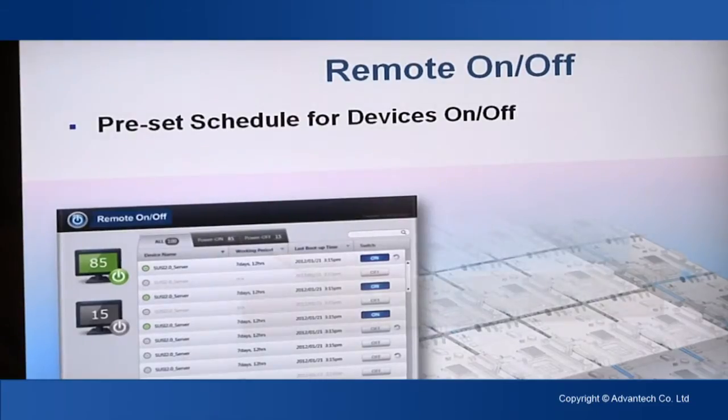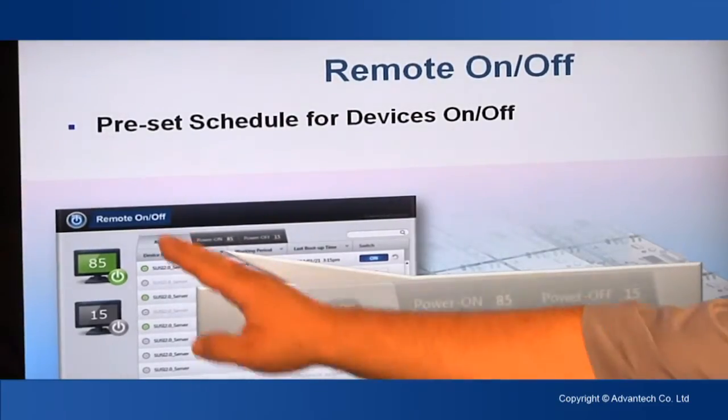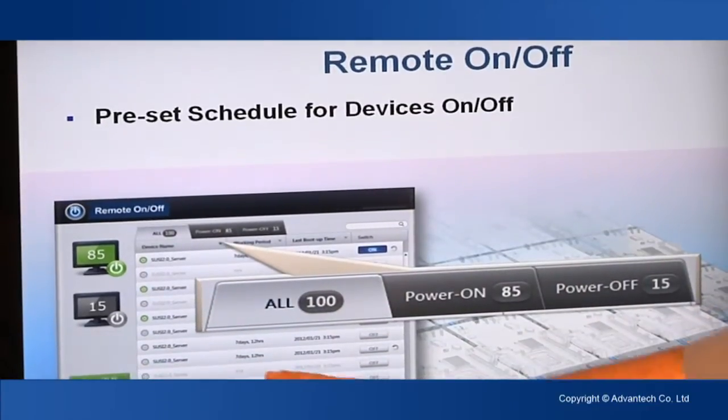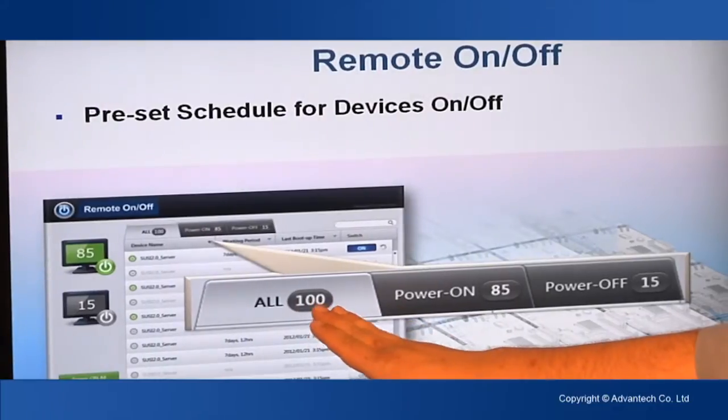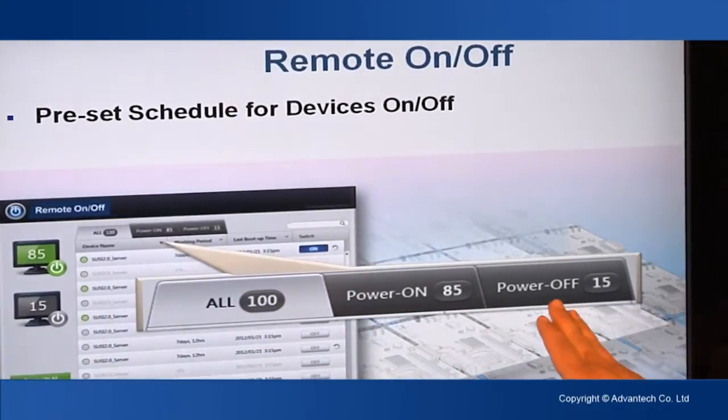The next point is the remote on-off. With remote on-off, you can power on or off devices remotely. So you can see, you can select for all devices, you can select for all the powered on devices or for all the powered off devices. You will see the status of the device here, and you also have an overview here.